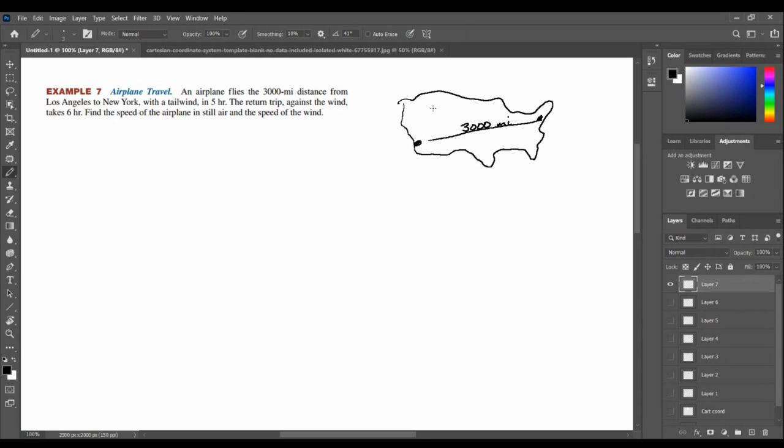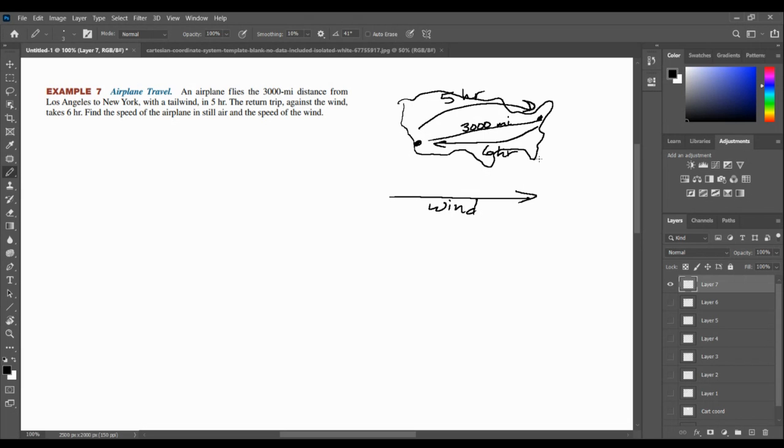So when it's flying with the wind, it takes 5 hours. I don't know if you know, but the prevailing winds in the United States are from west to east. Tends to be the way it goes because of the rotation of the Earth. So the return trip, when it's fighting the wind, coming back to LA, it took 6 hours. So we've got a difference there.